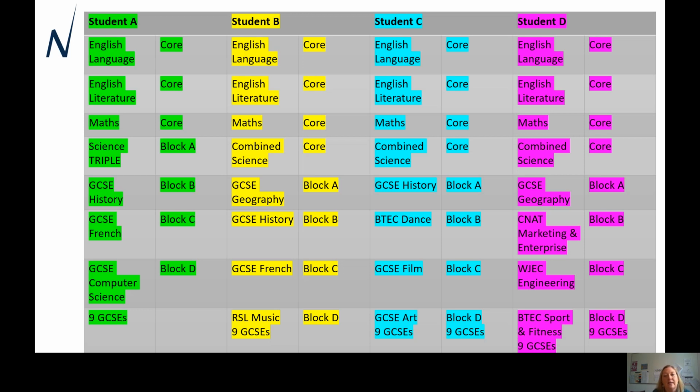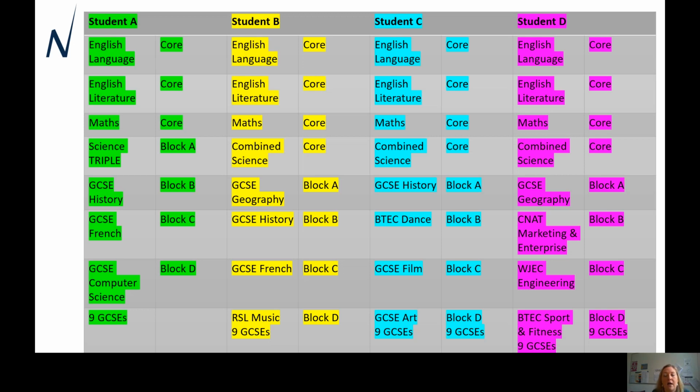They've chosen the WJEC in engineering because it's the same level of practical, but without the rigor of the traditional design technology exam, which following the reform is a challenging qualification. And then the BTEC sport and fitness, because they enjoy their sport, they want to do that, but they don't want to do GCSE PE. They don't want the level of examination in that, which is a greater weighting than it is for BTEC sport.